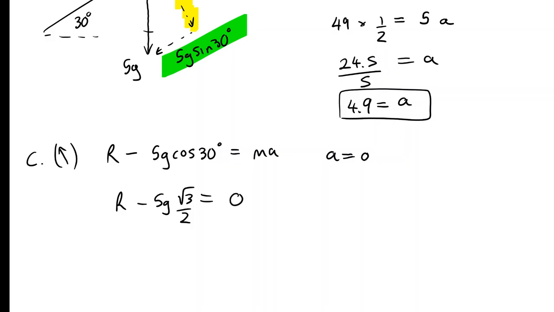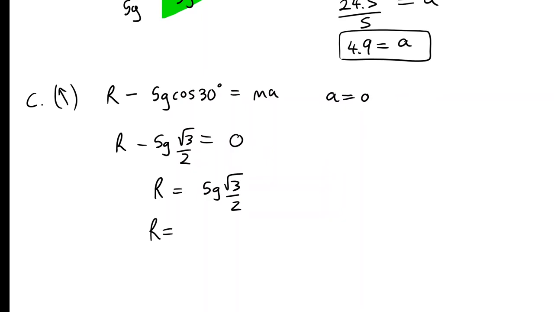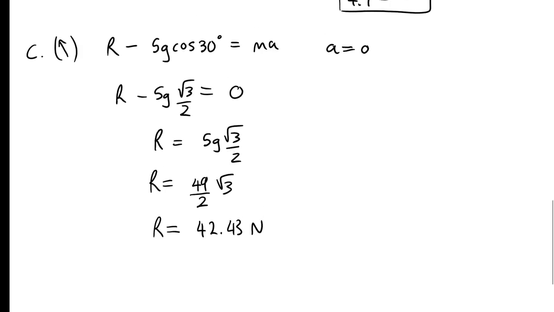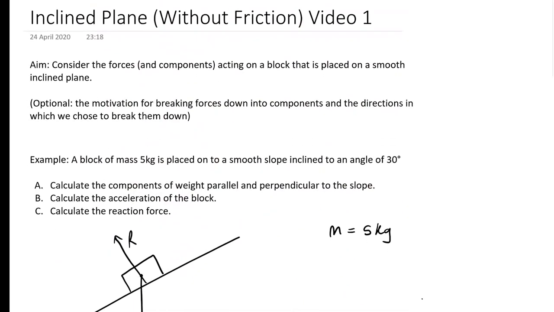Now if we move 5g root 3 over 2 to the other side, we've got R, so that's 49 over 2 multiplied by root 3. The reaction force is 42.43 newtons.